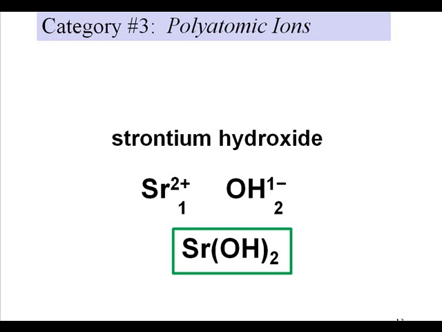Now, the hydroxide, or OH, that molecule is called a polyatomic ion. It's called polyatomic because there are 2 or more atoms that have come together to form a molecule, but it has a charge, and therefore it's an ion. To further complicate things, you need to recognize that although OH hydroxide is a molecule, it's engaging in ionic bonding with the strontium, and it's based strictly upon charges.